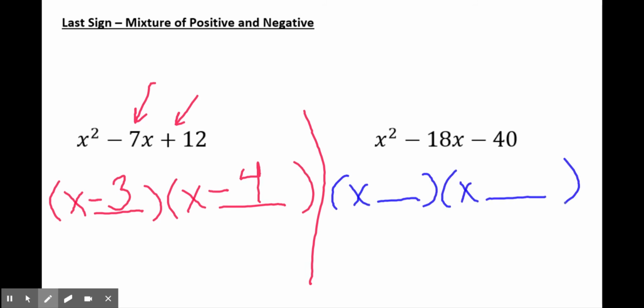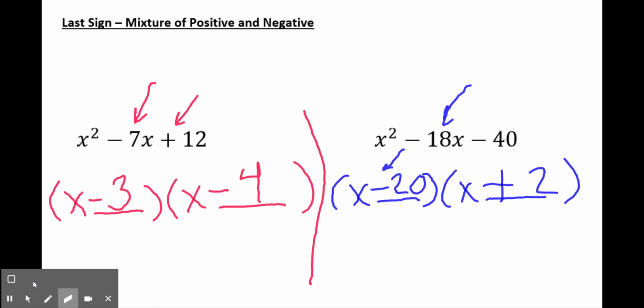Signs are the opposite. And I know that 20 times 2 gives me 40. But I do know that 20 minus 2 gives me that 18. The larger number gets the middle sign. The other one's opposite.